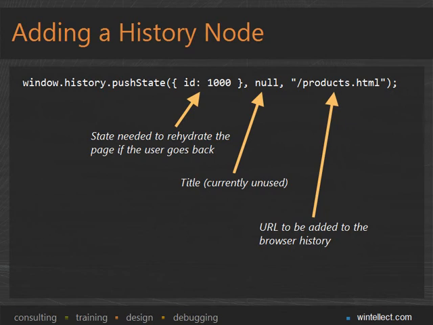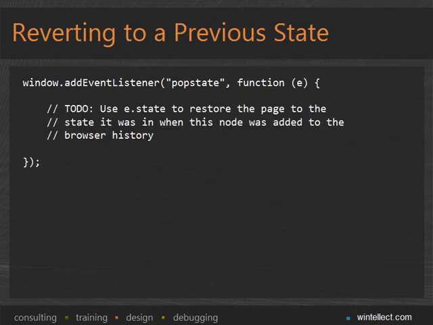The second parameter is the title parameter. It's currently unused by any browser, but one day you may be able to pass in a title there. And the third parameter is the URI, or the URL, of this node. In other words, where is the browser going to go if the user clicks the back button after you add this node in.